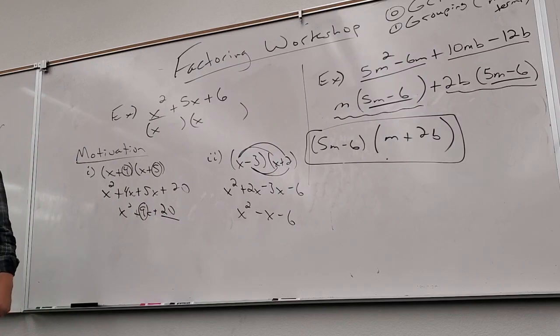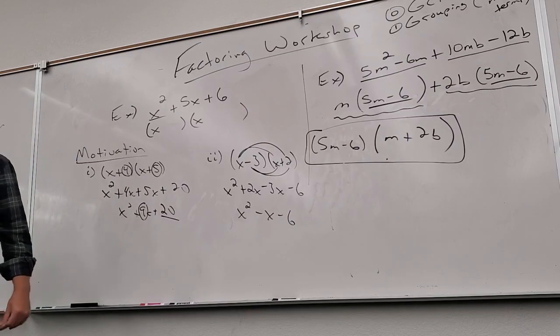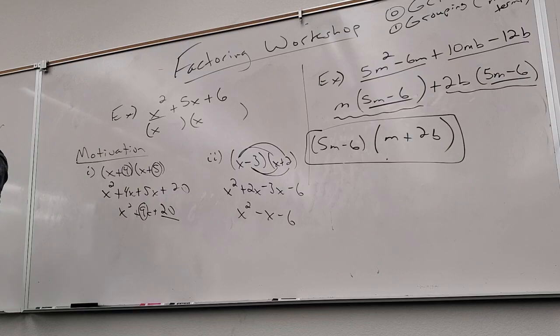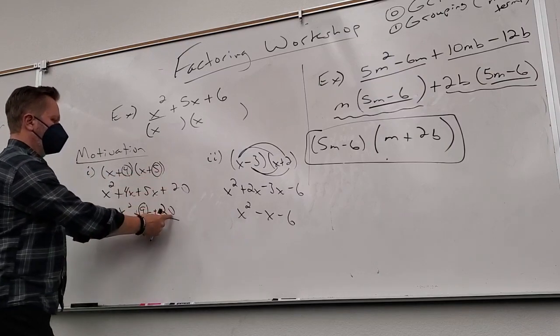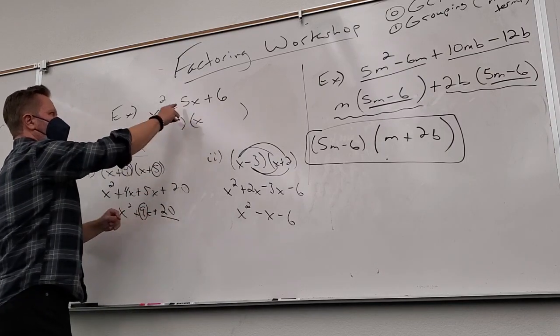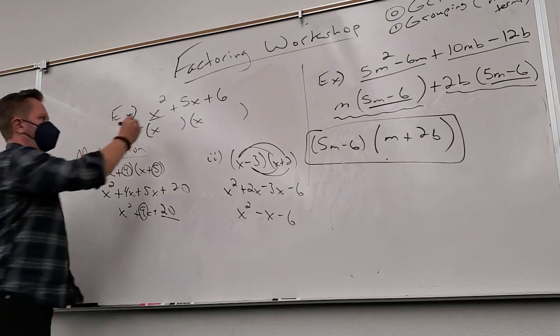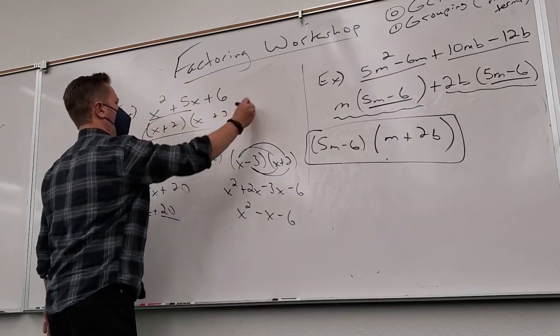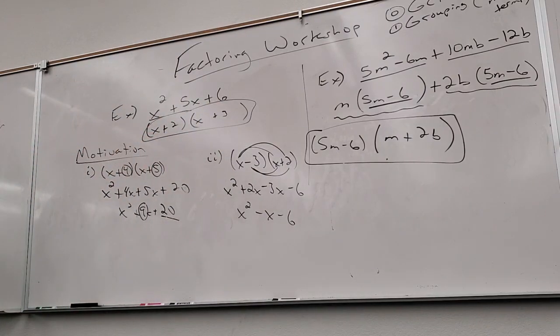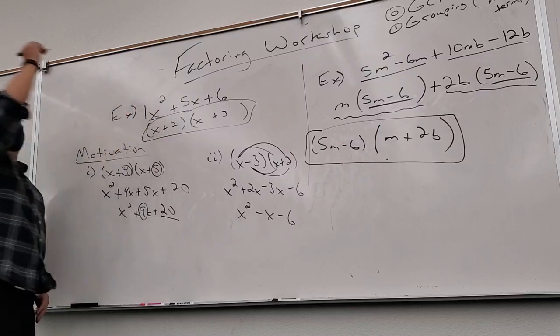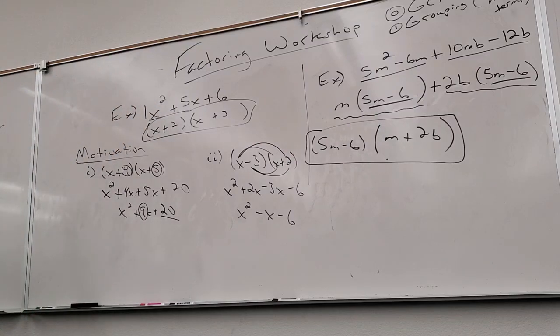So the whole problem boils down to a puzzle. What two numbers multiply to be the last number and add to be the middle number? So what two numbers multiply to be positive 6 and add to be positive 5? 2 and 3. Done. So when the first number is a 1, this is a very straightforward number puzzle. Right? In fact, I like to start with that with people.